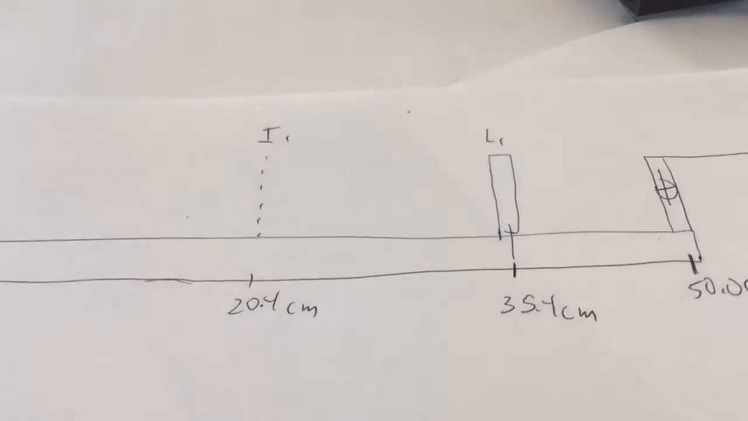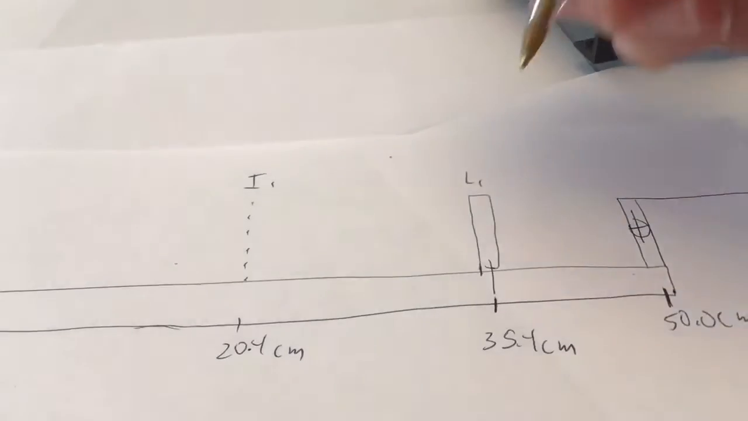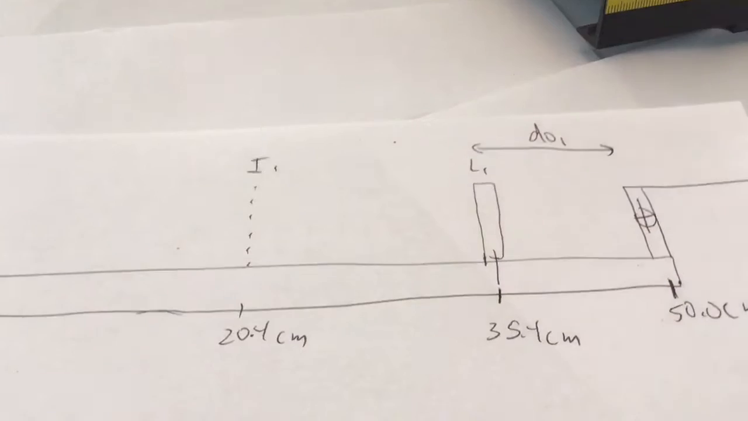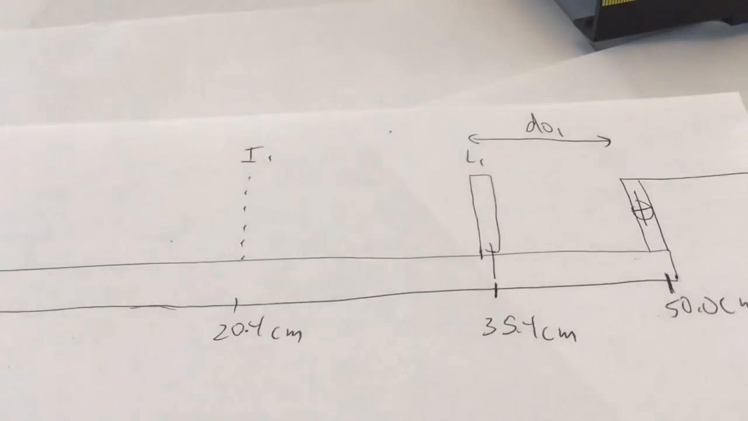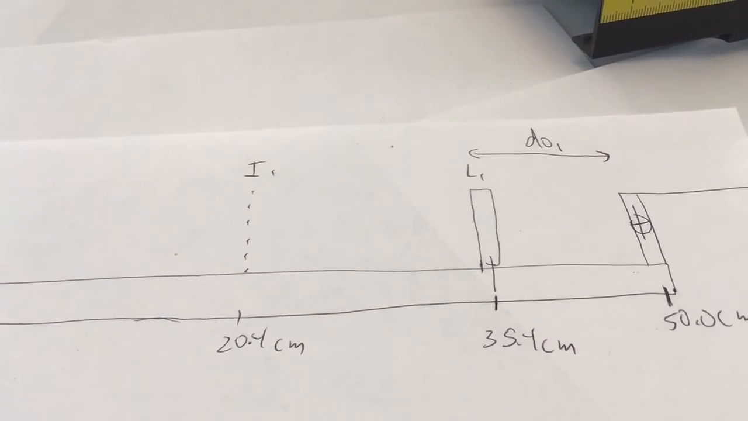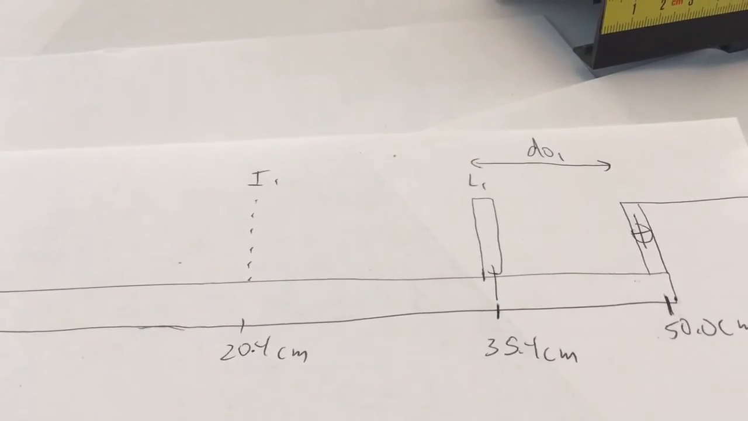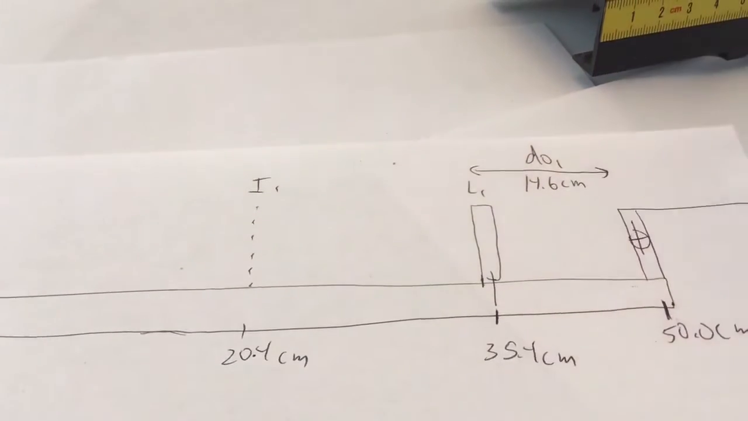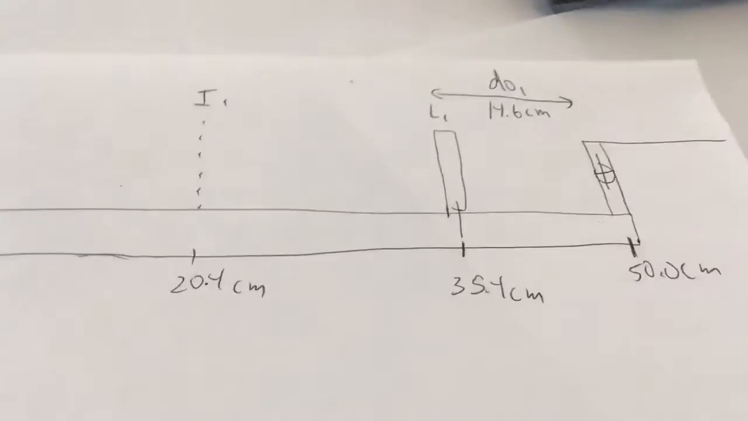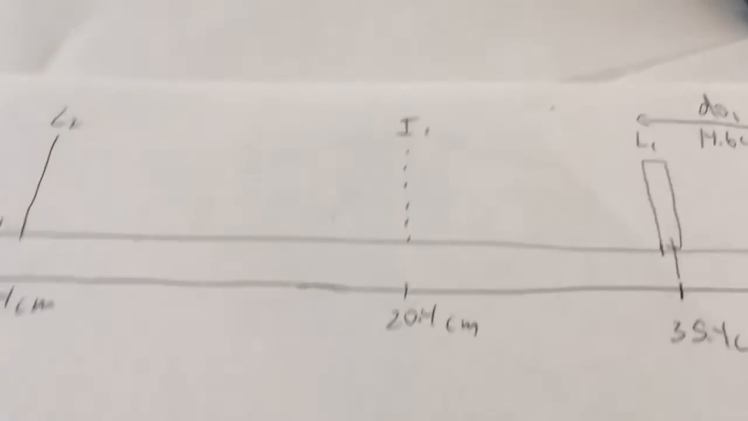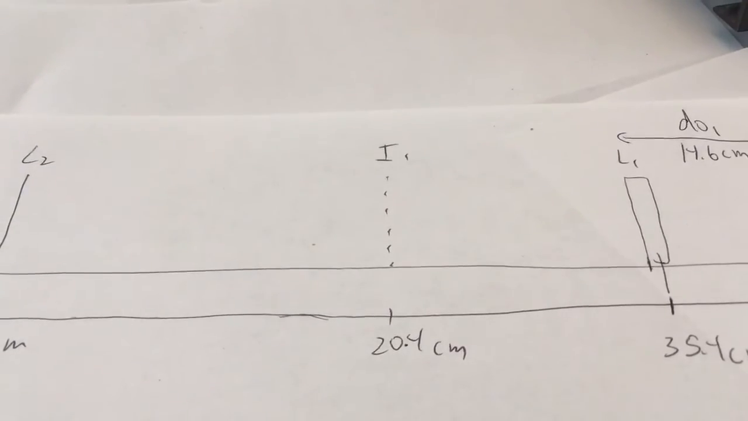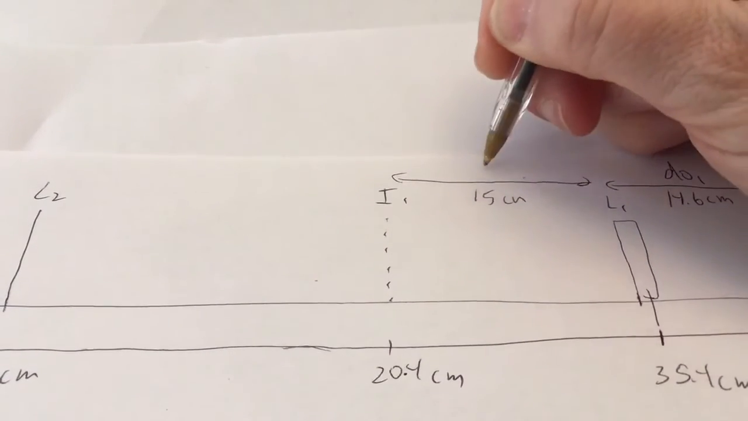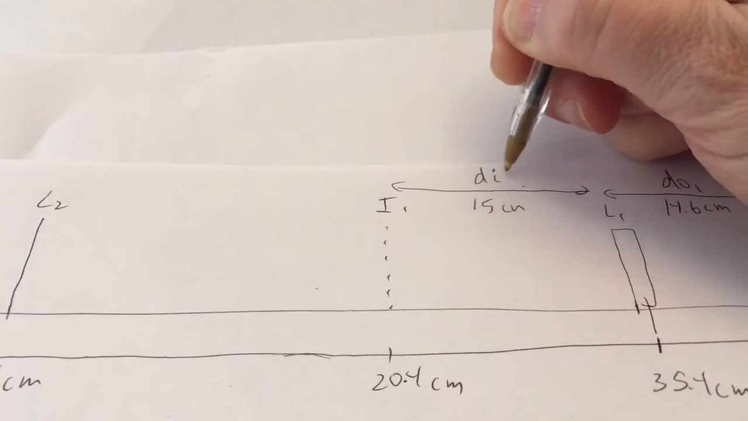So first of all, DO1 is the object distance for the first lens. Now that one was 14.6 centimeters, correct? 50 minus 35.4, so we did that in the previous video. And we also did the image distance, 35.4 minus 20.4, that's 15, correct? And that is the image distance of lens 1, so that's DI1.